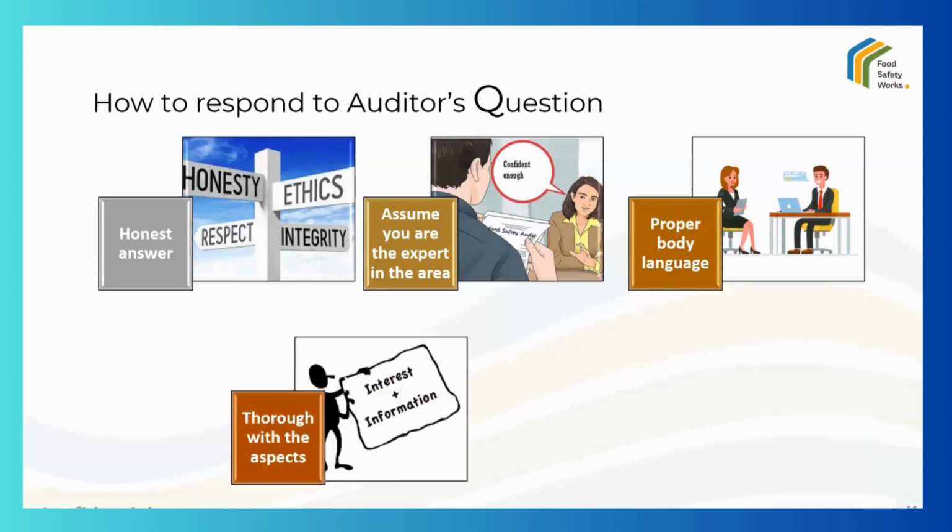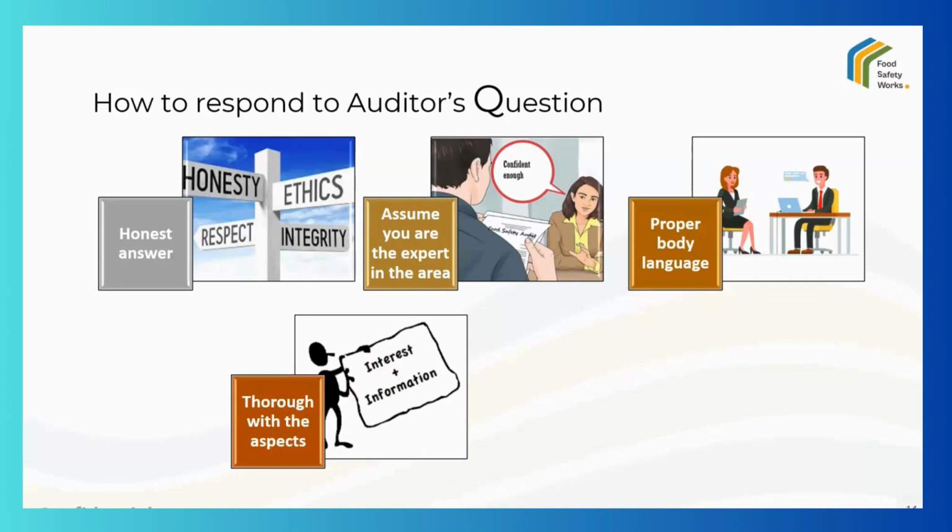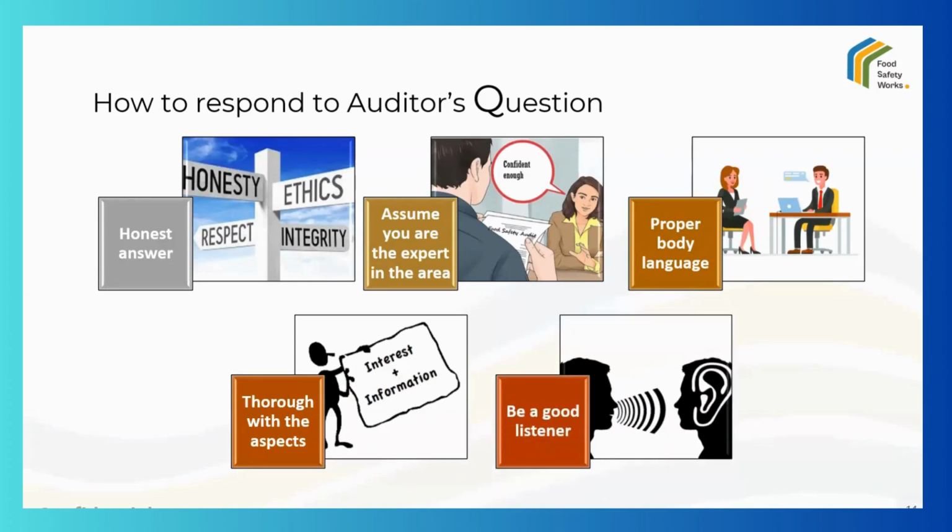These all help. Key is that you have to be thorough with the aspects, process, and requirements against which you are going to be audited. If the audit criteria in that facility is an audit against FSSAI Schedule 4 requirements, then the auditee or the team should be aware of what criteria or requirements the auditor will come and ask against. Be a good listener. Sometimes you can get answers from the questions too.